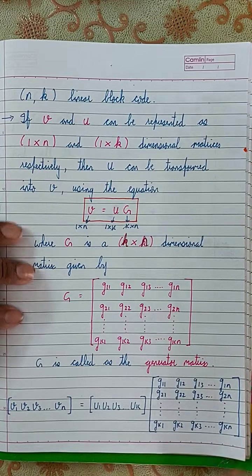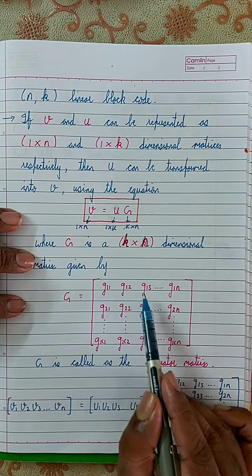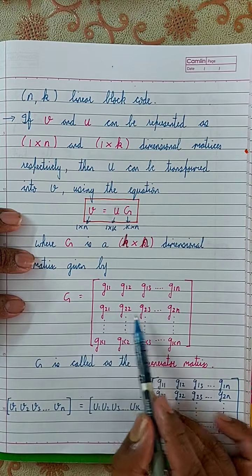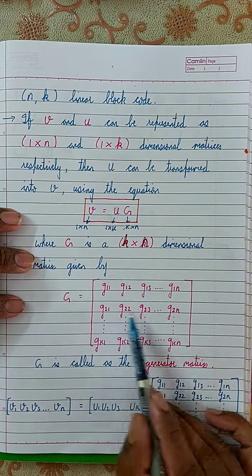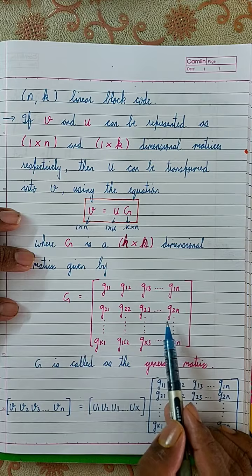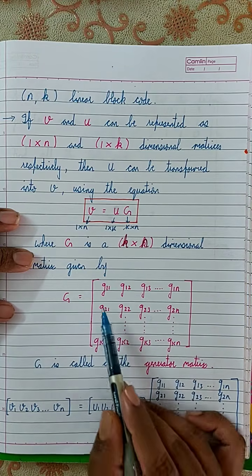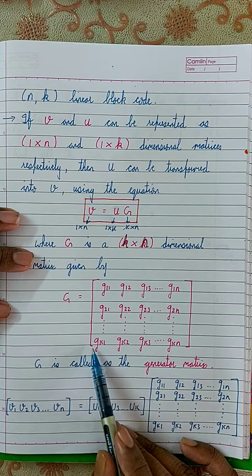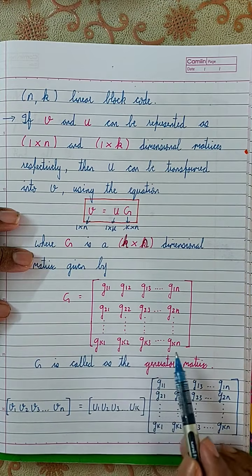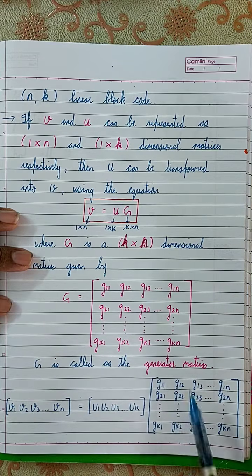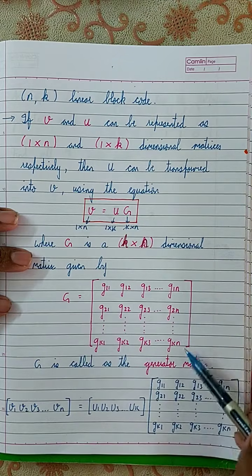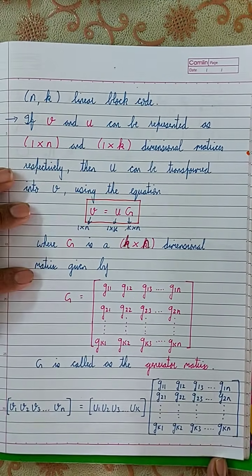Look how it is written: G11, G12, G13 up to G1n. This is the first row. The second row is G21, G22, G23 up to G2n. Likewise, the third row is G31, G32, G33 up to G3n. If you go down, there will be a total of k rows, so the last row will be Gk1, Gk2, Gk3 up to Gkn. So there are k rows, and each of these rows has n columns. This is called the generator matrix.